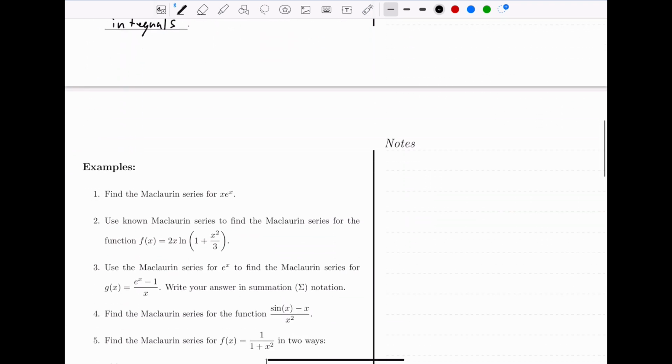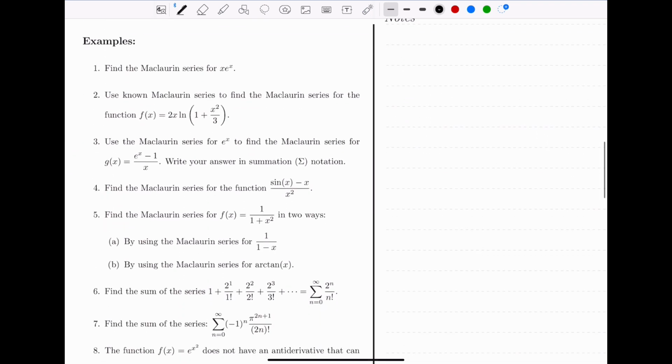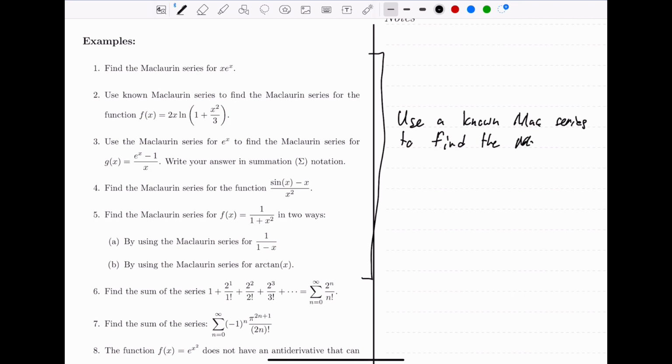Before we actually work through any examples, I want to show you the breakdown of these examples based on what sorts of problems they are that we just listed out. So examples 1 through 5, we're going to be taking a known Maclaurin series to find the Maclaurin series for a related function. So these examples, we will use a known Maclaurin series to find the Maclaurin series for a related function.